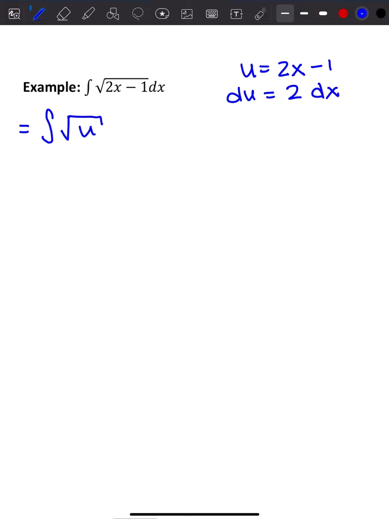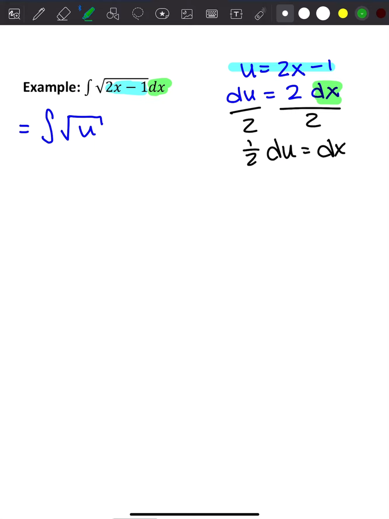So the only thing that we haven't taken care of is this dx. So when I'm looking at this here, this is taken up by this. So I need dx to be by itself. Right now it is not. So we are going to divide both sides by the 2. 1/2 du is equal to dx.